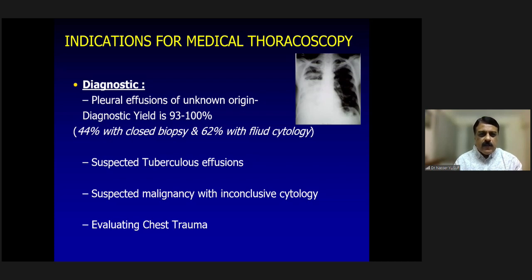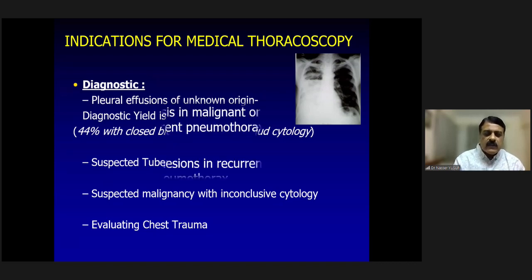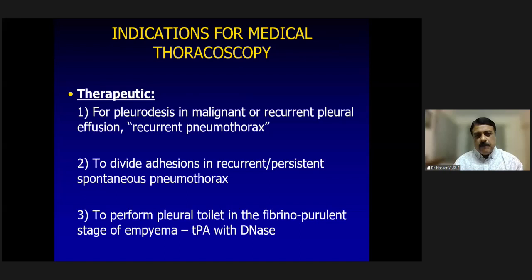Diagnostic thoracoscopy, in undiagnosed pleural effusions, as earlier said by Dr. Gella in an excellent talk: the forceps biopsy is the best. And of course, in undiagnosed effusions, tuberculosis, malignancy, and at times to evaluate chest trauma. Period. What goes beyond, we shall discuss in the next few minutes, and that's for you to decide how far you will go.